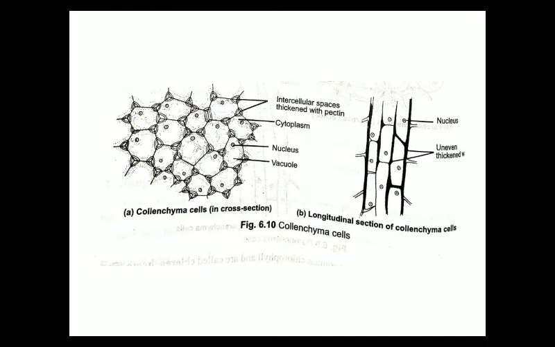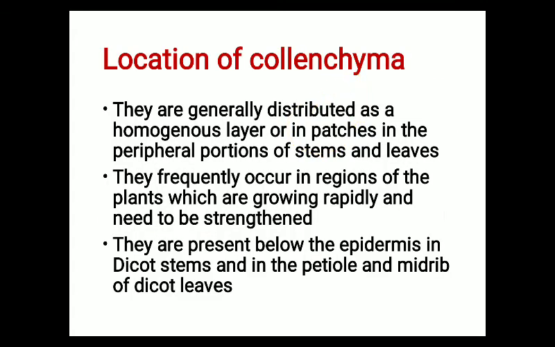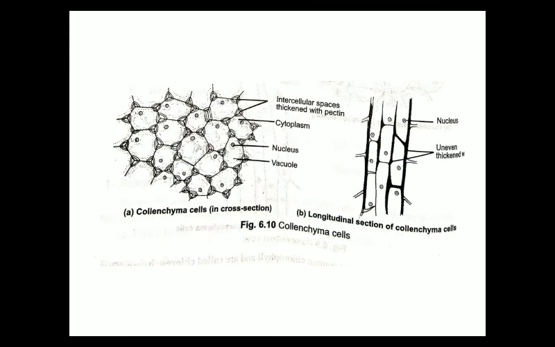So this is the cross section. If you look at the cross section of collenchyma, then we can observe this type of diagram, and in this diagram you can clearly see the deposition of pectin. This is the cross section of that collenchyma.